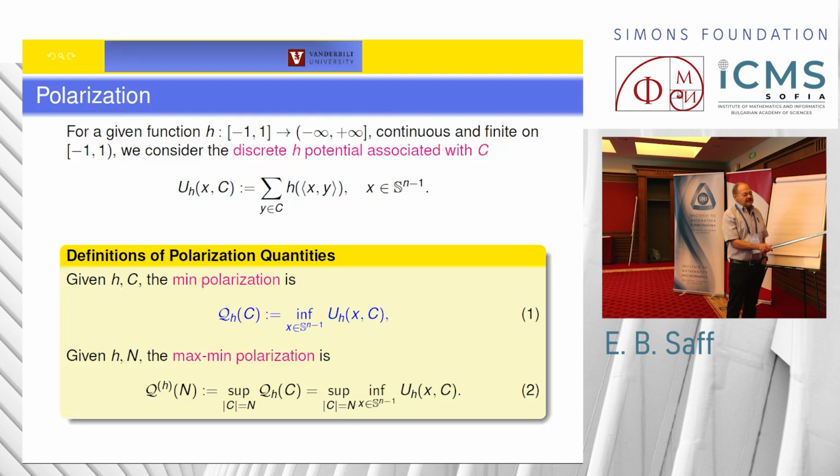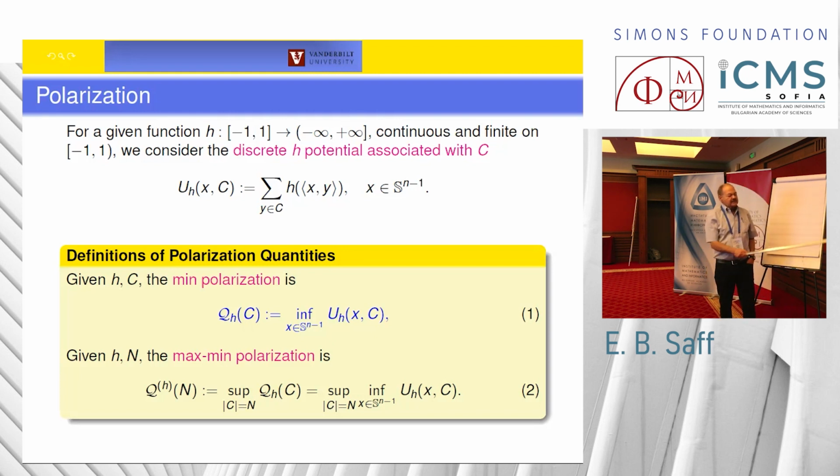Both of them will be denoted with a capital Q, a calligraphic Q. There'll be a Q with a lowercase h and a Q with an uppercase h. So what is that? Well, by Q with a lowercase h, we simply mean the minimum value of this discrete potential as x varies over the sphere.